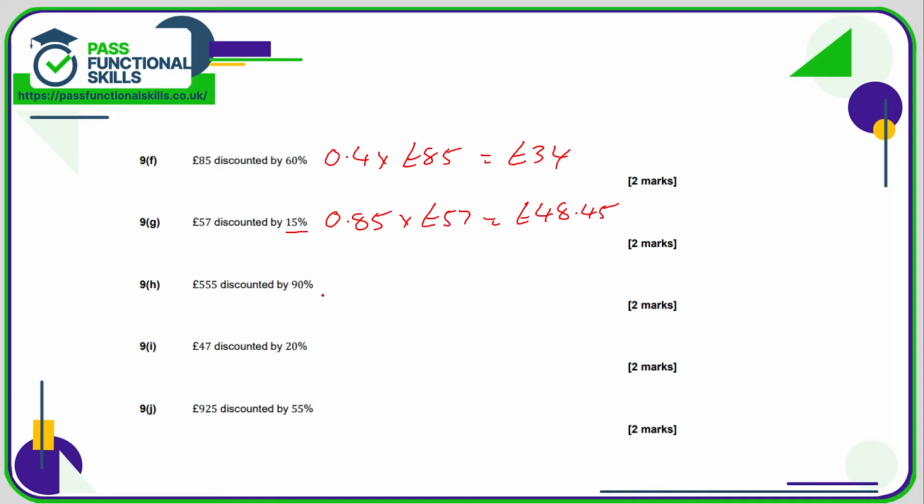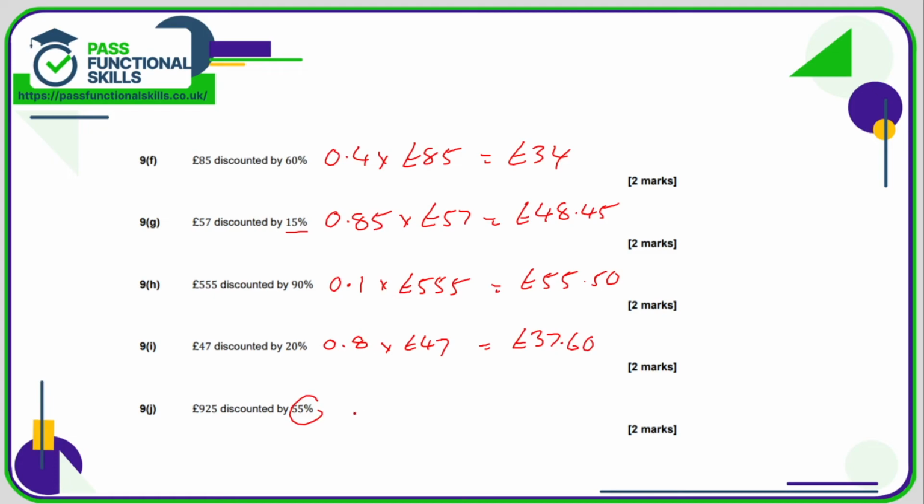90%, that's a massive discount, so if something is 90% off, then that means you pay 10%. The multiplier for 10% is 0.1. So what we need to do is just type into our calculator 0.1 times 555, and that comes to a total of £55.50. 20% off means you pay 80% of the original amount. The multiplier for 80% is 0.8. So there's our calculation, 0.8 multiplied by 47, and that comes to a total of £37.60.